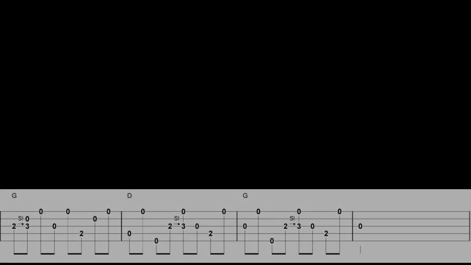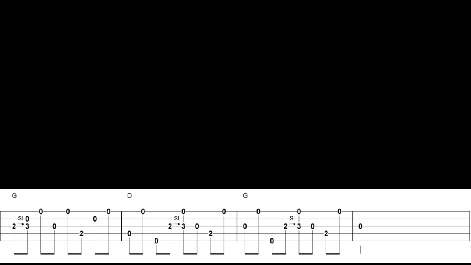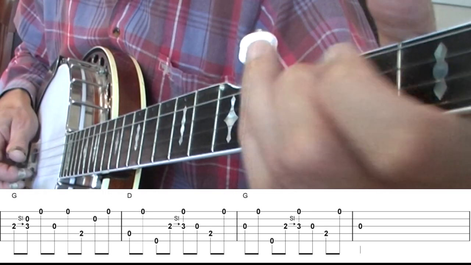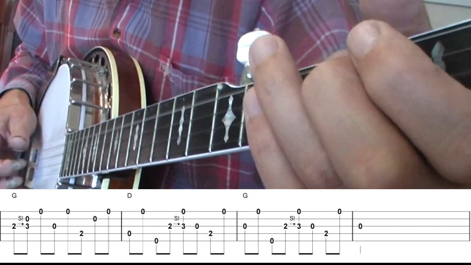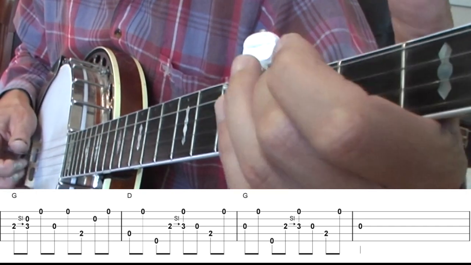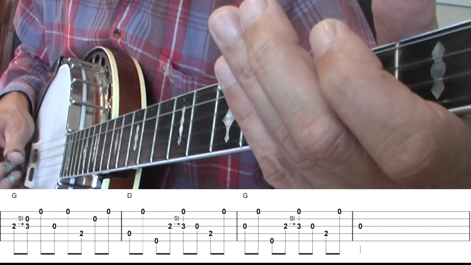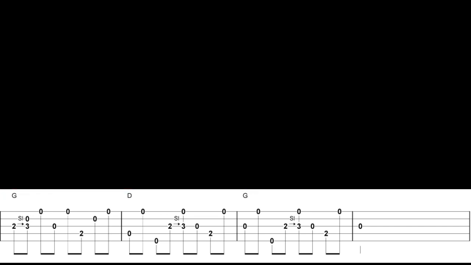This last lick can be used with the classic G lick from lesson 21 to go over a G chord to D chord to G chord ending. A little faster.